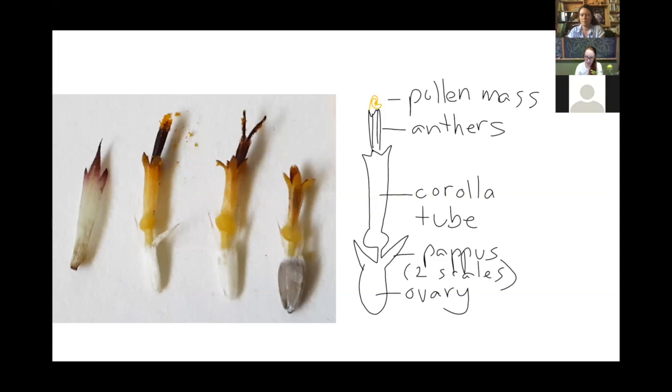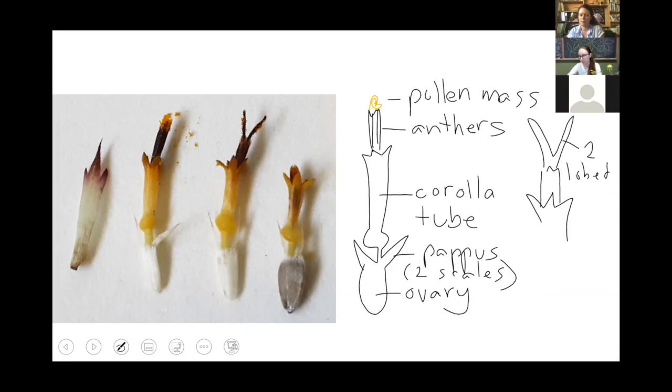And the flower with the stigma coming out is, well, they all pretty much have the same parts, but we'll label that. A two-lobed stigma. So a female and our male.